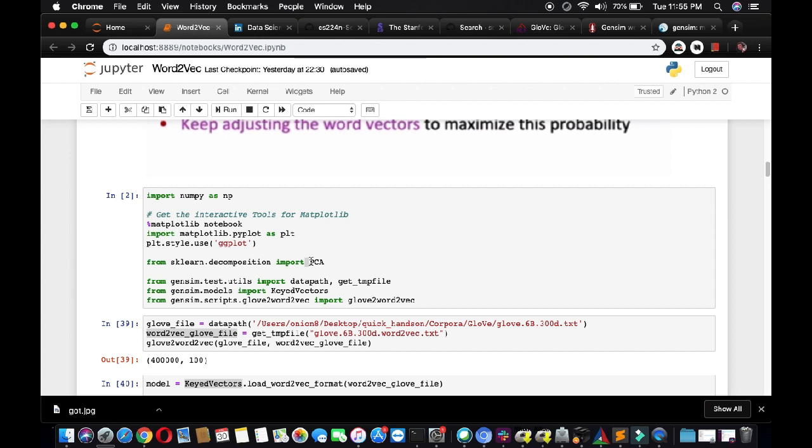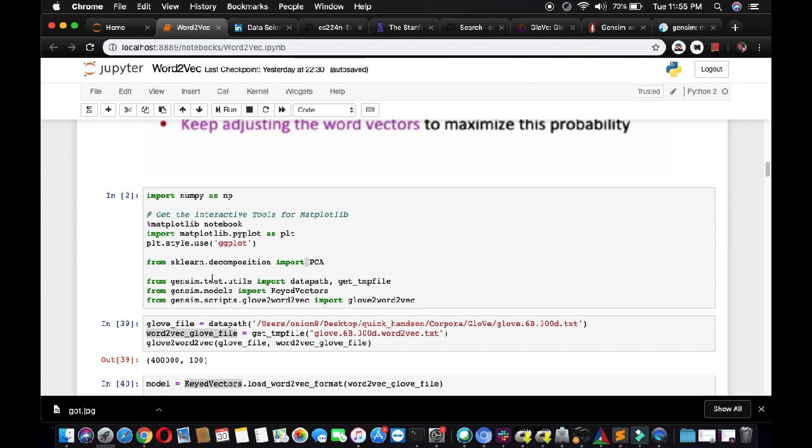So what dimensionality reduction is: when you have a very high dimensional feature space, you want to reduce it, so you can either visualize it or work with it. For that purpose, when you reduce the dimension of the feature space, PCA is used. Also we are using Gensim.